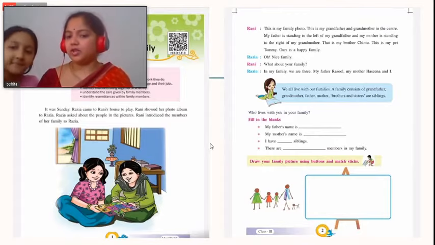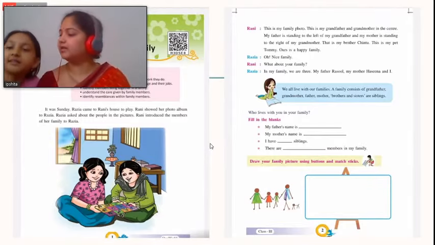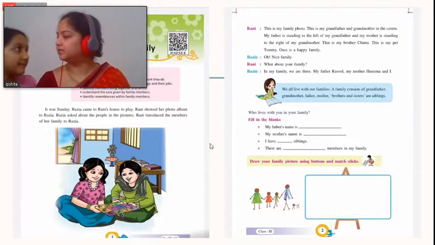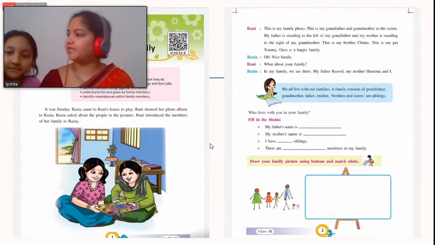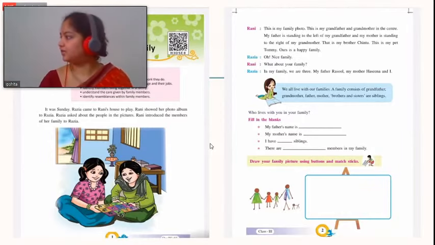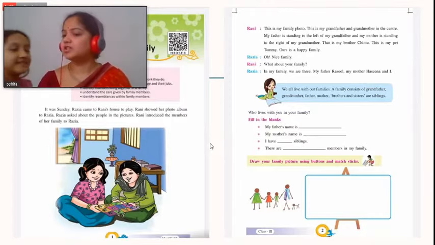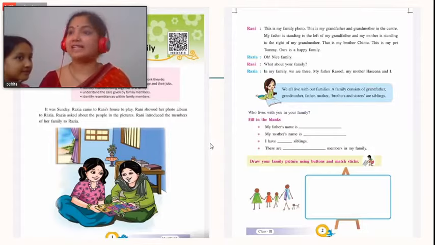Next one. What question will you ask? How many members are there in your family? 3. What about you? I have 4 members in my family. Okay, very good. Now, we all have siblings, is it? Yes. All of us have siblings? I'm his sister. Okay. So everybody has brother or sister? Yes. Anybody who does not have a brother or sister? Okay. Some of you are single child.